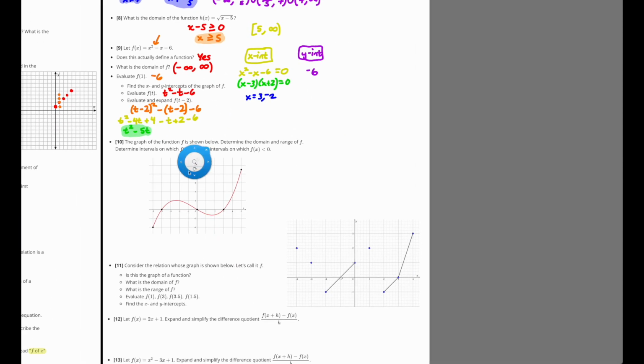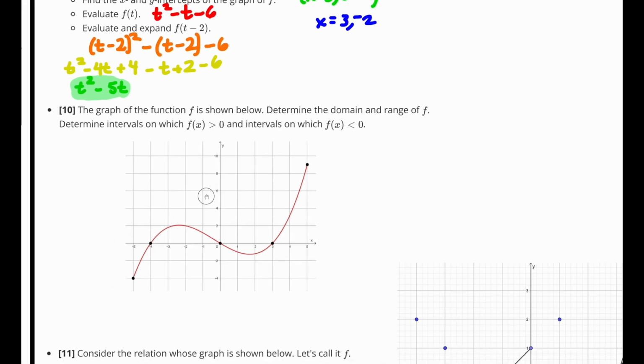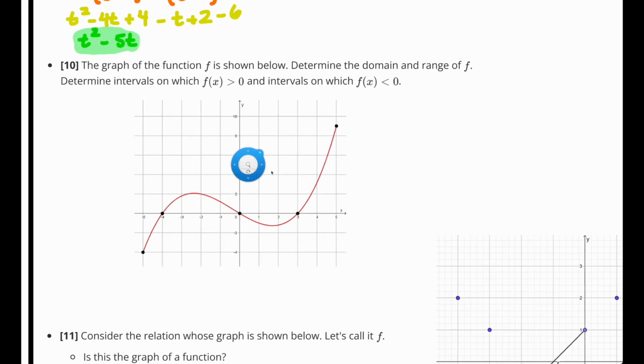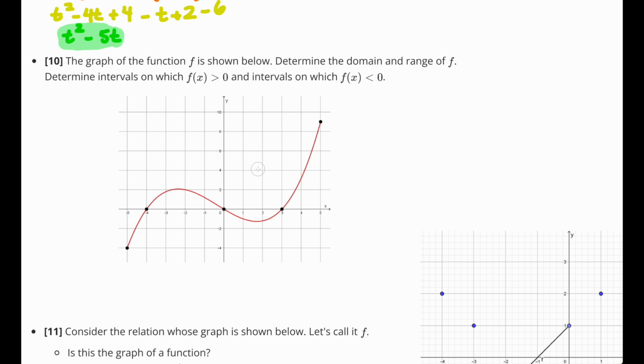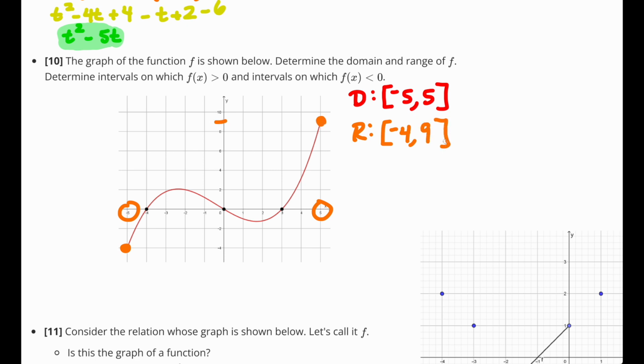All right, number 10, the graph of a function is shown below. Determine the domain and range of f, and also determine the intervals in which f of x is positive and in which f of x is negative. Okay, so domain, we'll start with that first. It's all the possible x values. Well, the smallest x value is negative 5, inclusive, so it's going to be brackets. The biggest x value is 5, so that's the domain. You can see right here the smallest is negative 5, the biggest is 5. Okay, the range is going to be the smallest y value, which is negative 4, and that's inclusive, all the way up to this value up here, which is 9, so negative 4 to 9 for that one.